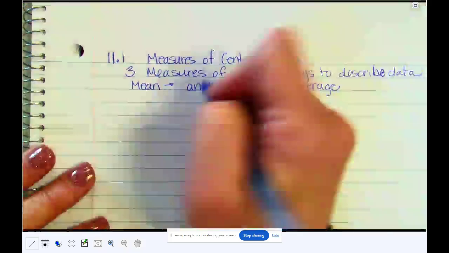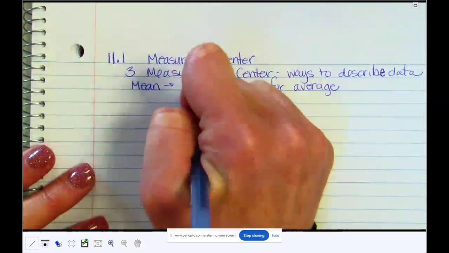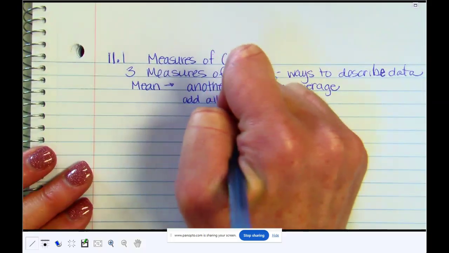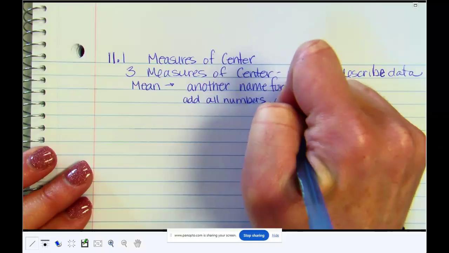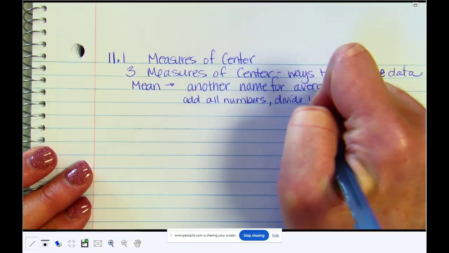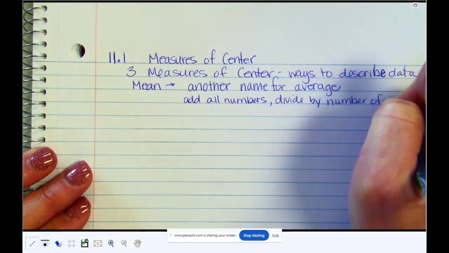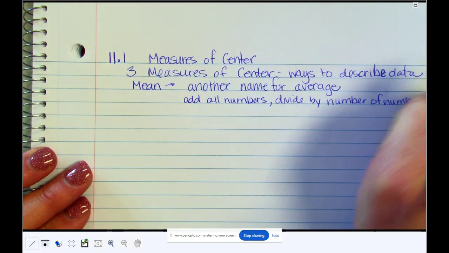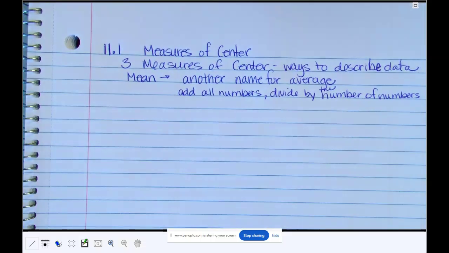We already know how to find average. How do we find average? You add everything up and then divide it. Yep. Add all the numbers, and then divide by the number of numbers. Okay, we talked about that.